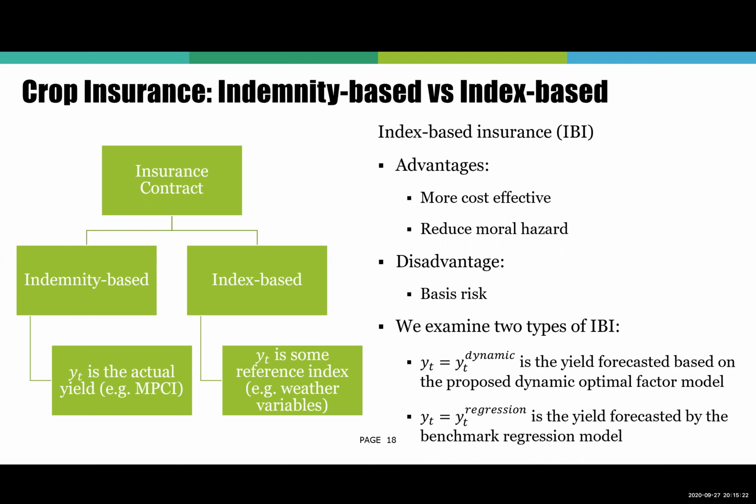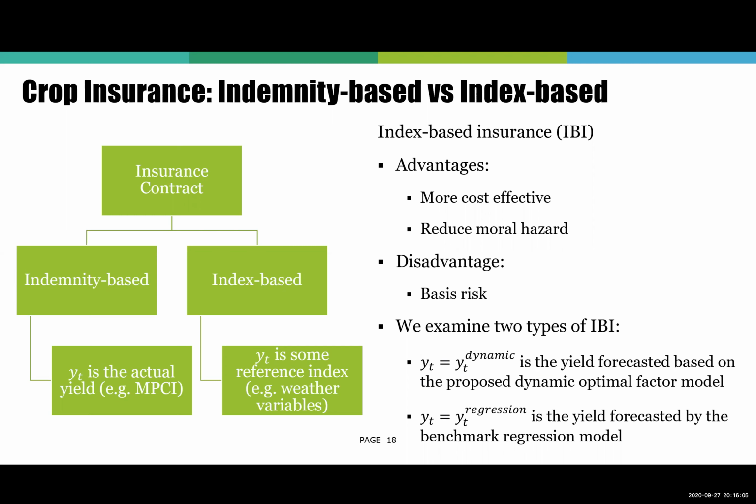Despite the advantages, the key concern with IBI is the basis risk, which is a mismatch between the farmer's actual loss and the indemnity from the IBI policy. This issue arises because the chosen reference index does not perfectly capture the farmer's actual crop yield. Hence, IBI with large basis risk will not be an effective coverage at providing necessary insurance protection for the farmers. The presence of basis risk remains a challenging issue in the design of an effective IBI. This is also a key reason why the demand for IBI remains relatively low in the agriculture sector.